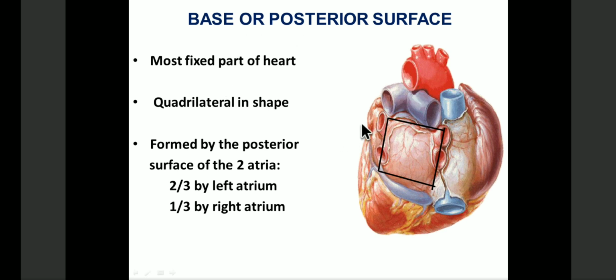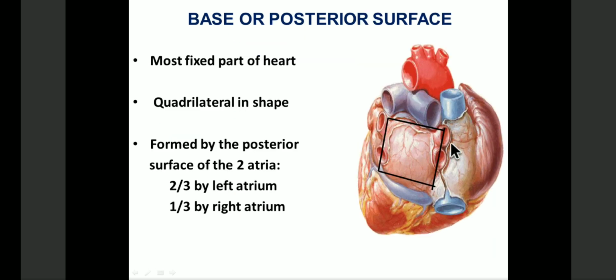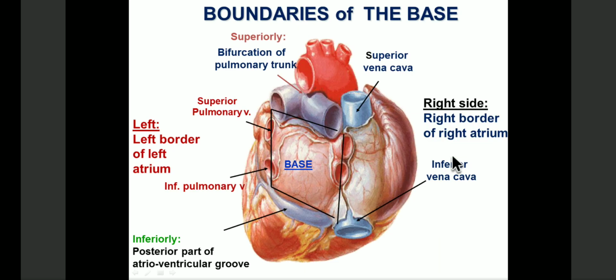The base or the posterior surface of the heart is the most fixed part and quadrilateral in shape, formed majorly by the left atrium and partly by the right atrium. If you look at the boundaries of the base, it's bounded superiorly by the pulmonary trunk bifurcation and superior vena cava. On the right side, it's the right superior and inferior vena cava margin, because partly the right atrium, one third of the right atrium, is also coming into the base.